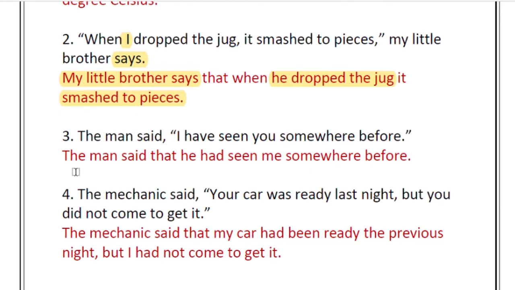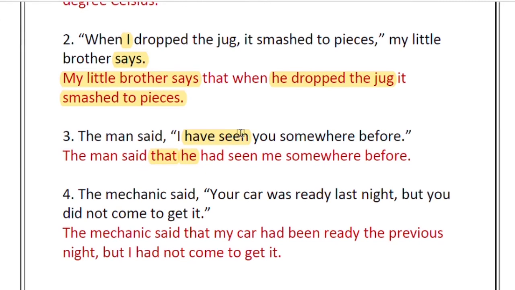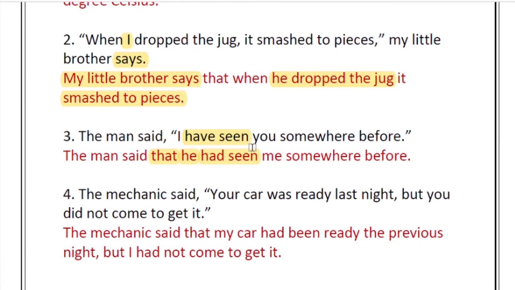Coming to the third one, the man said, now that we are adding I, is who? The man, so he. Have seen. I told you during the active passive sentence that we use the word have been seen or has been seen like this, but in case of direct indirect, we change it to the next past form, from present perfect to past perfect. So had seen me somewhere before.